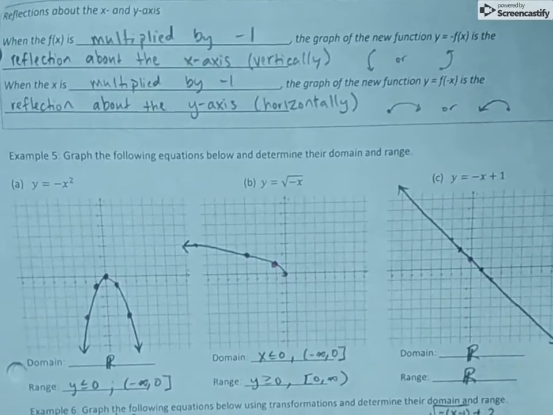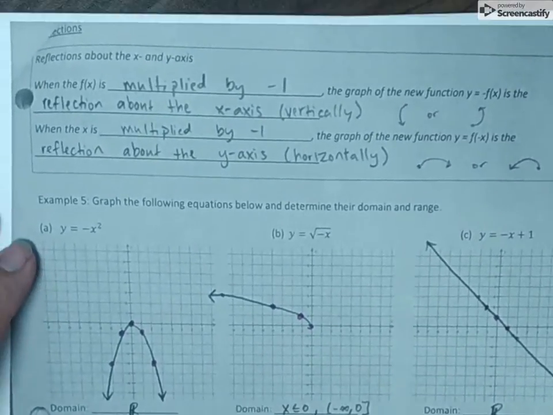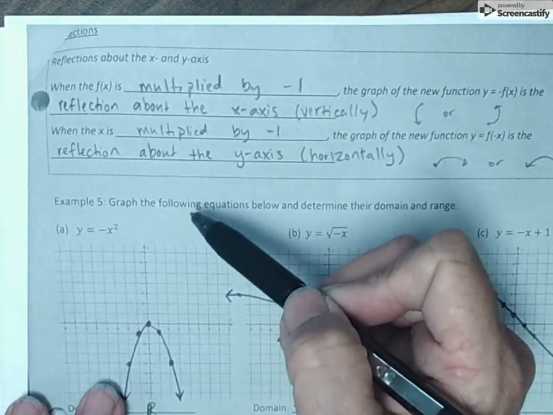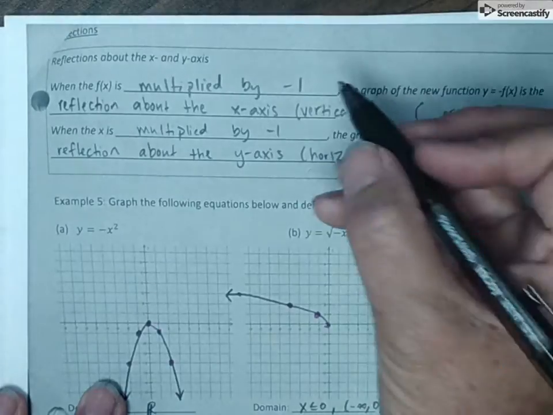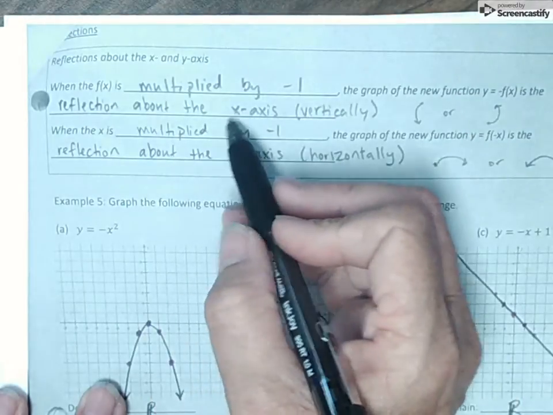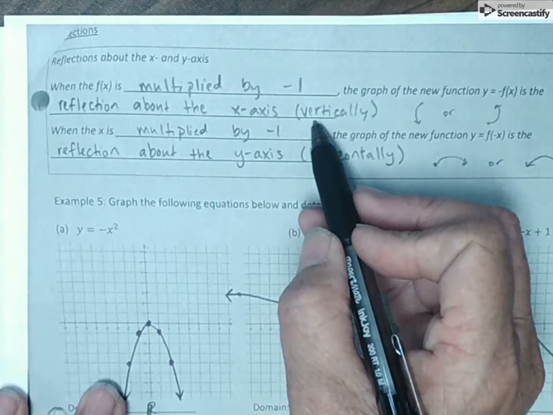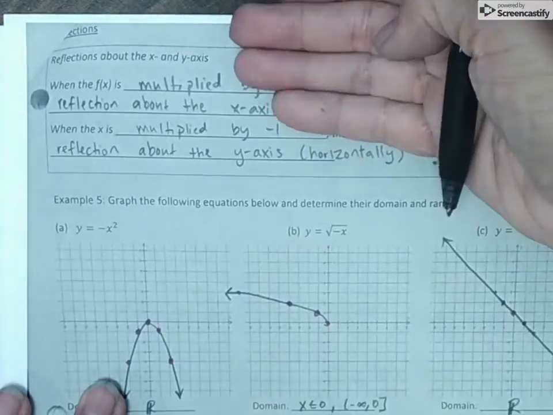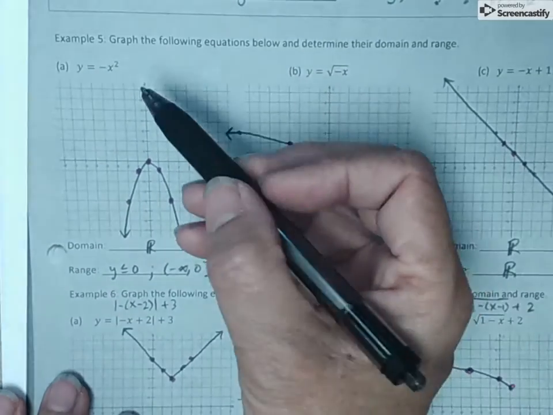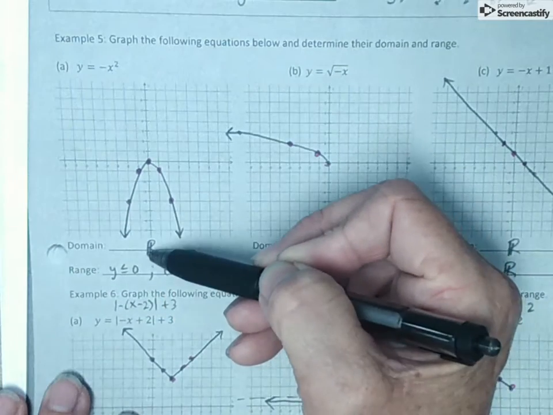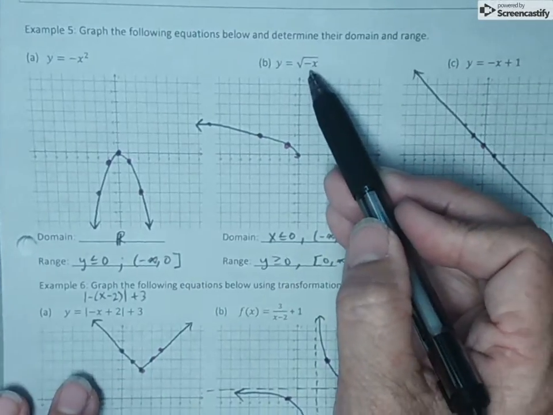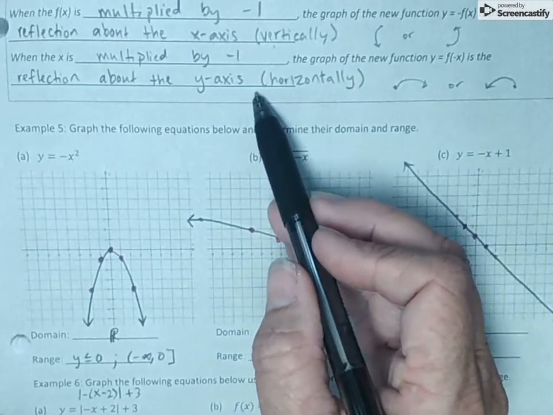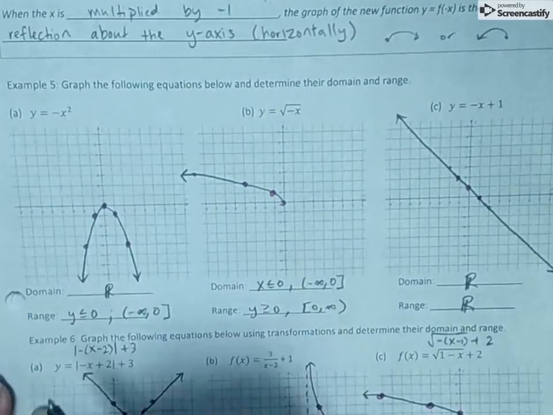If we want to take a look at our reflections, reflections simply are if your A value is negative or your B value is negative. If the A value is negative, it gives us a reflection across the x-axis, so a vertical reflection. It flips from the top down or from the bottom up. So if we take a look at these, this has taken my quadratic and reflected it across the x. This has taken my square root function and reflected it horizontally, so it's flipped across the y-axis.